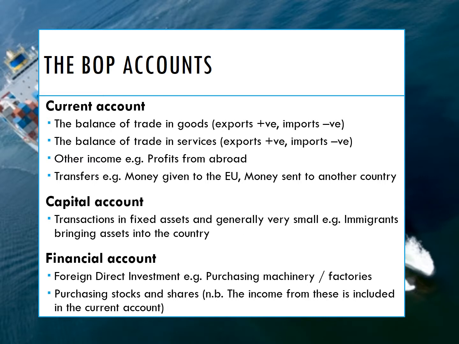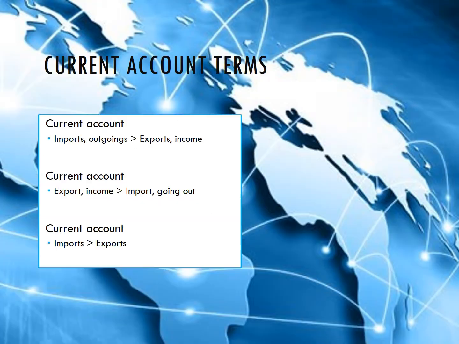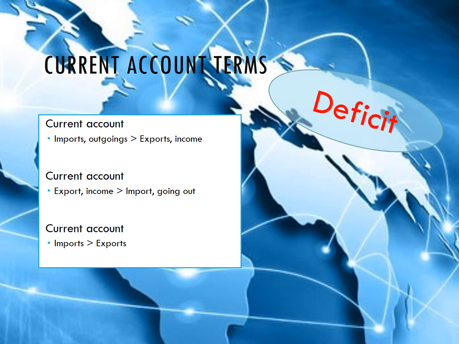So these are our three accounts, but the one we're really concerned with is the current account. That's the most important for our purposes. Okay, so if we look at the current account, we need to be able to use some terminology here. Let's imagine, in the first scenario, that imports are greater than exports. So the money we're spending on things from abroad is greater than the income we're earning from things we're selling abroad. In this situation, where the outgoings are greater than the incomes, the negatives are greater than the positives, we would say that there's a current account deficit.